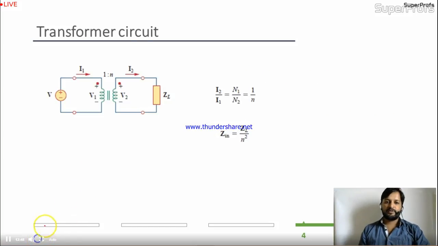Now we will move to the next. This is the transformer circuit. See, the transformer circuit, this formula is very useful for some problems coming in the GATE exam. That's why I'm considering it over here.